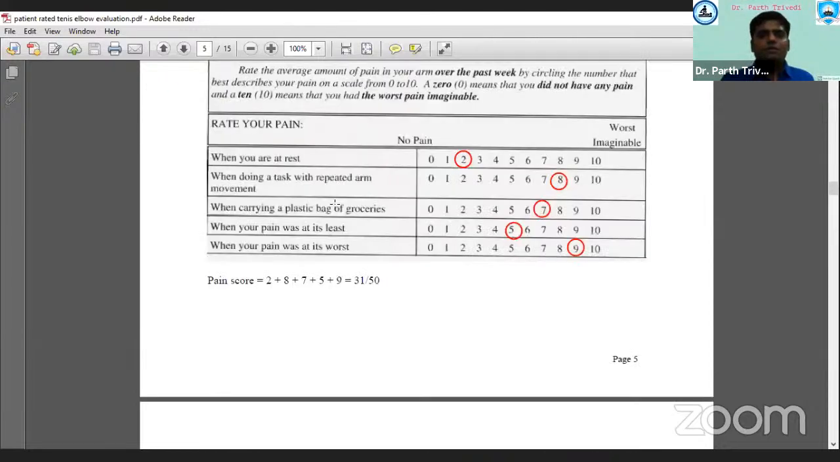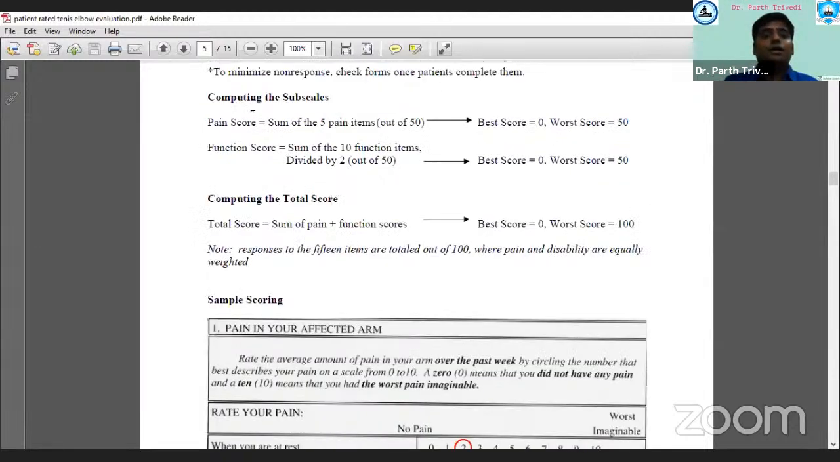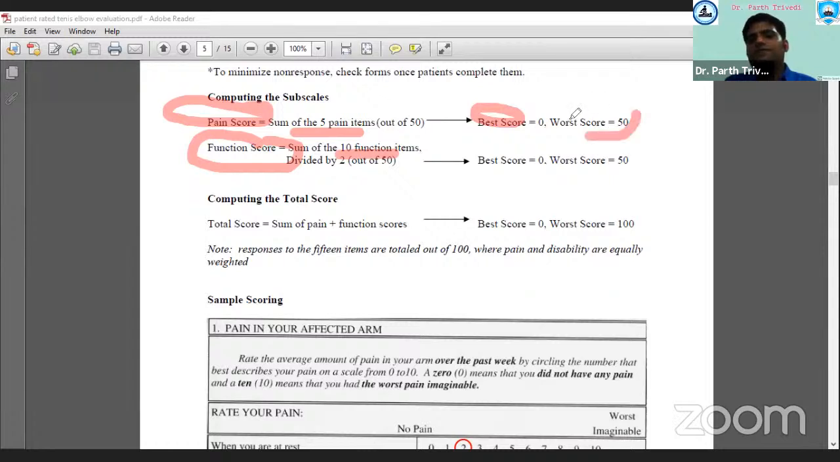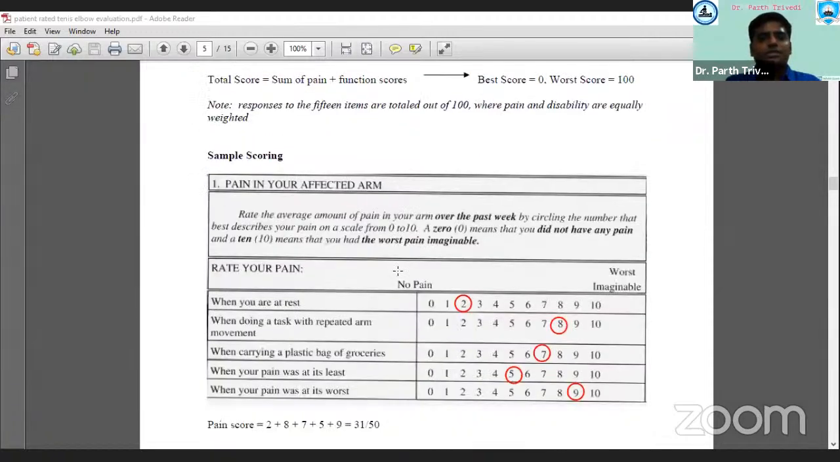Moving on with the patient-rated tennis elbow evaluation. This tennis elbow evaluation has two major components. First, it was known as PRFETQ, and now it is known as PRTEE. A pain score is there and a function score is there. In pain, you have 5 items, and in function, you have 10 items. The best score is 0 and the worst score is 50. We are not going into how to read this scale, but I am just giving you a brief idea about it.